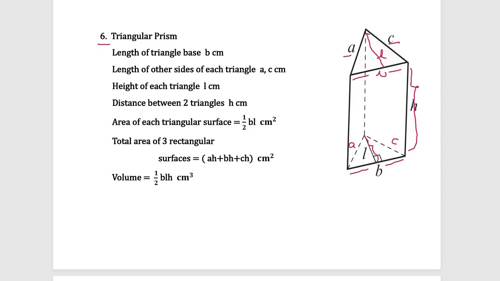In this case, the area of each triangular surface is half times b times l centimeter square. And the total area of the 3 rectangular surfaces: there are 3 rectangular surfaces in this triangular prism, and the total area is a times h plus b times h plus c times h centimeter square. And the volume of this triangular prism can be found with the formula half times b times l times h centimeter cube.